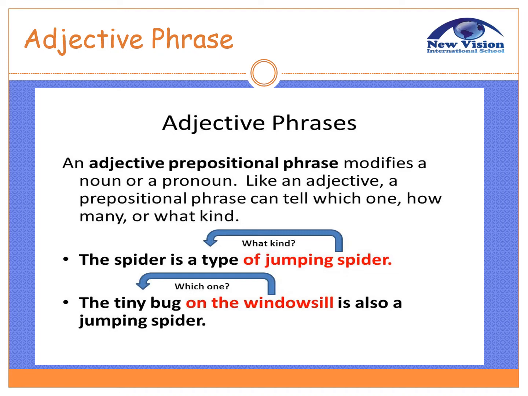The spider is a type of jumping spider. Your prepositional phrase, of jumping spider, begins with the preposition of. Your object is spider. It answers the question what kind, and you're referring to the type. That's an adjective prepositional phrase. Look at the second example. The tiny bug on the windowsill is also a jumping spider. On the windowsill is your prepositional phrase. It answers the question, which one? And that's the tiny bug.